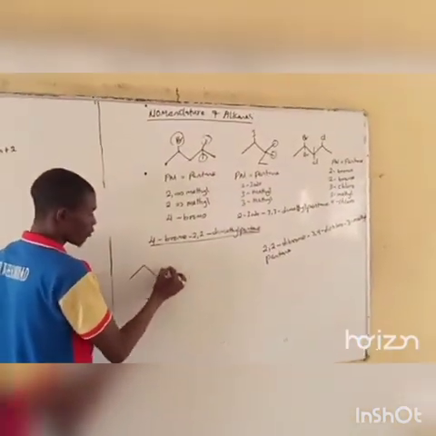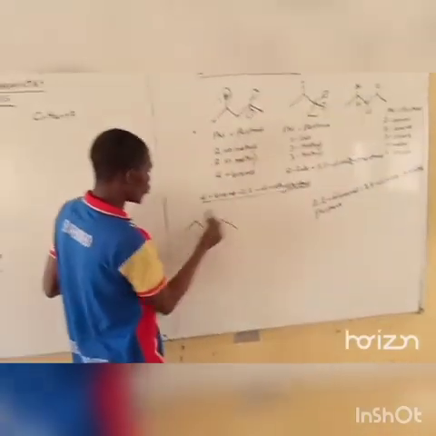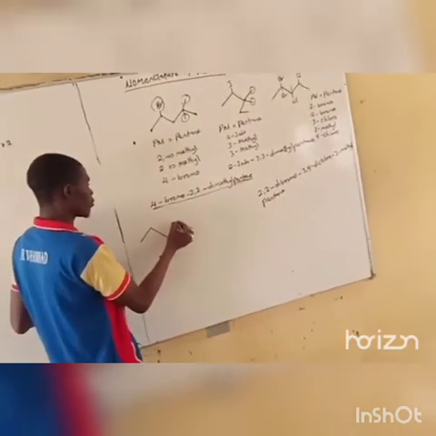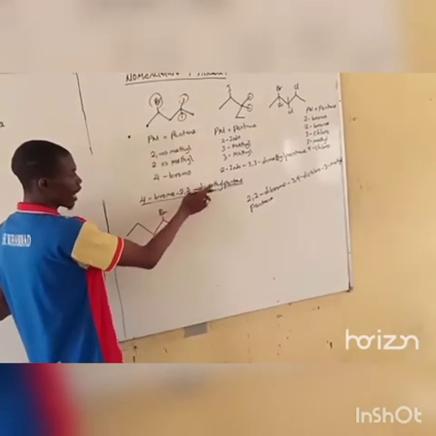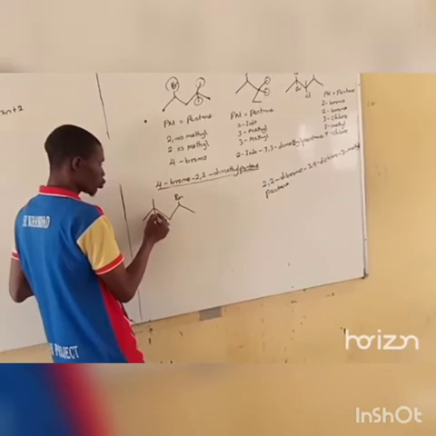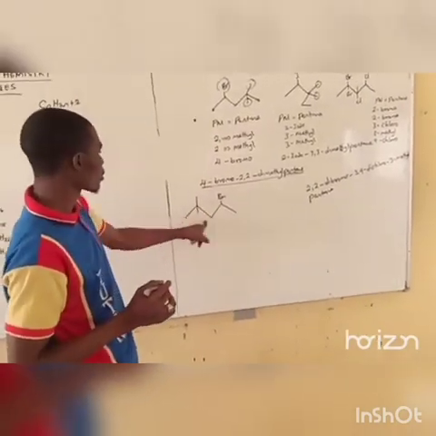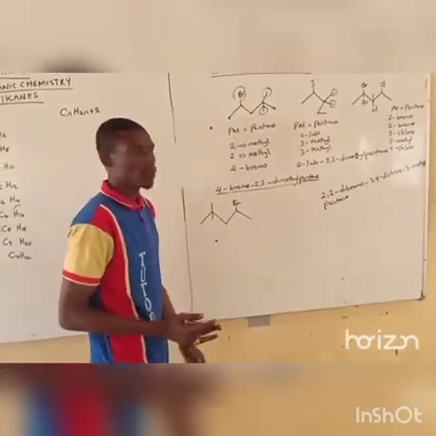2, 3, 4, 5. Then 4-bromine. 1, 2, 3, 4. On carbon number 4, you place bromine. 2,2-dimethyl. On carbon number 2, 2, all untitled. Dimethyl. So you see, this structure is the same as this structure. Just turn it like this and you'll see.